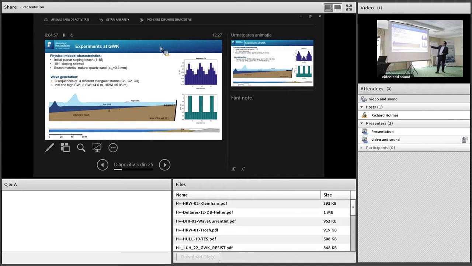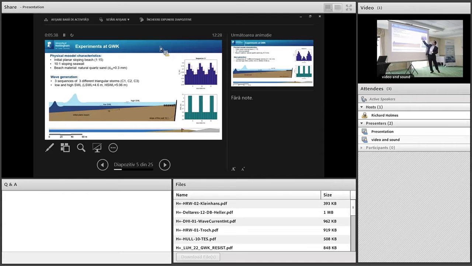So we have 3 sequences. Now it gets complicated, I understand. 3 sequences of these storms. Each sequence is made of 3 storms. So we had a sequence C1 in which the most energetic storm was repeated 3 times. As you can see, each sequence was divided to make things a little bit more complex, into 6 segments. The first two were run at low still water level, the second two at high still water level, and back to low still water level.